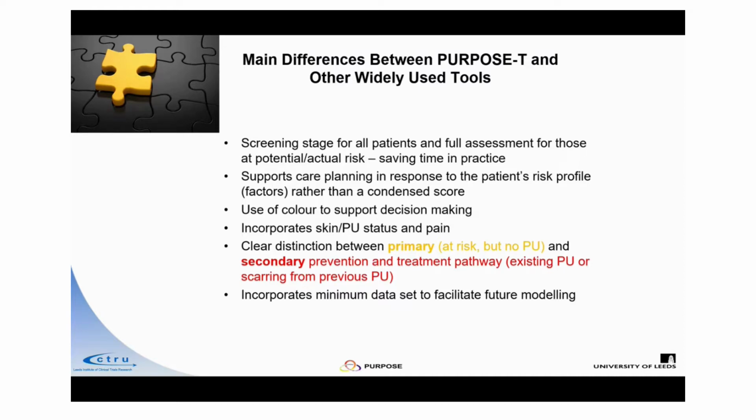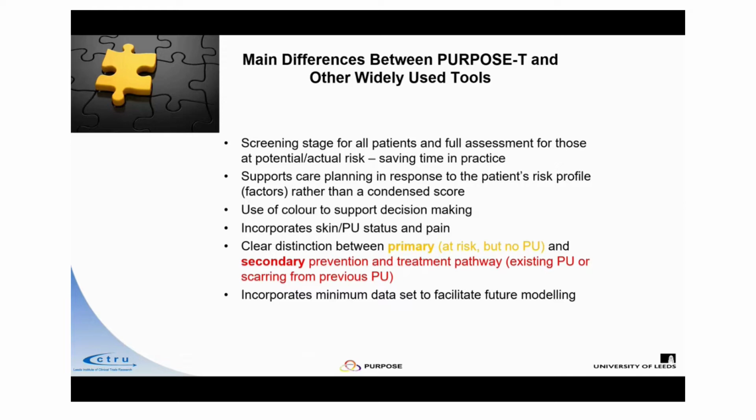So we use colour instead to support decision making, and we also incorporated the skin and pressure ulcer status, because sometimes you could get people where it might say they're not at risk, but actually they had a pressure ulcer, and that has happened and was something that we observed in some of the research that we've done. So we wanted to use the skin status to really identify that, because obviously if you've got someone with a pressure ulcer, then you're going to need to escalate your interventions. So it makes a distinction between those two groups.